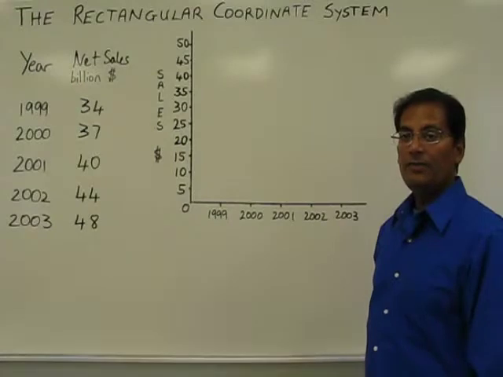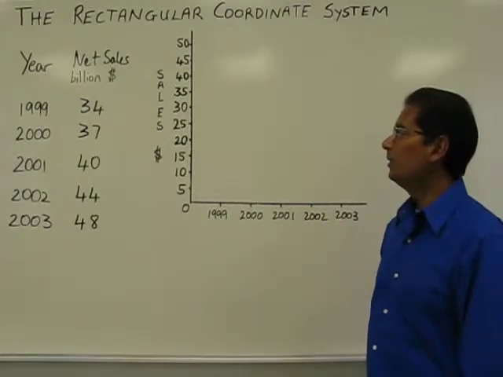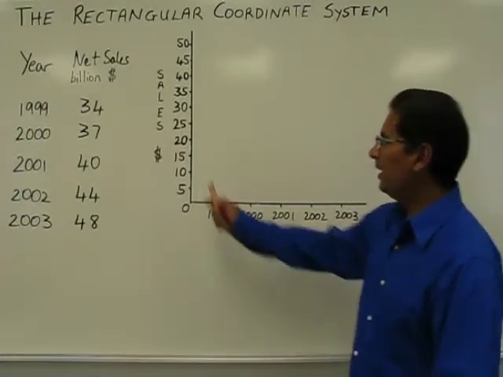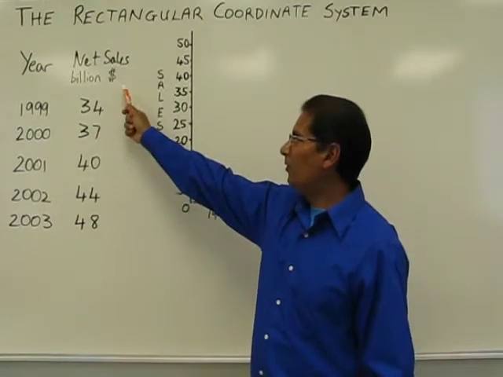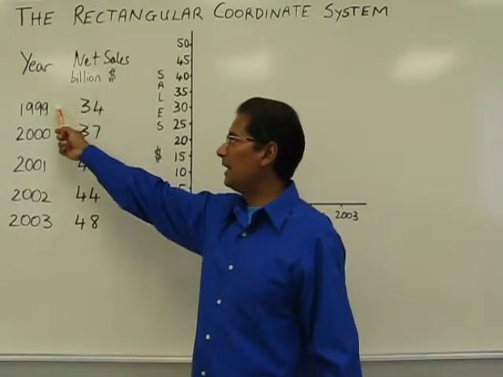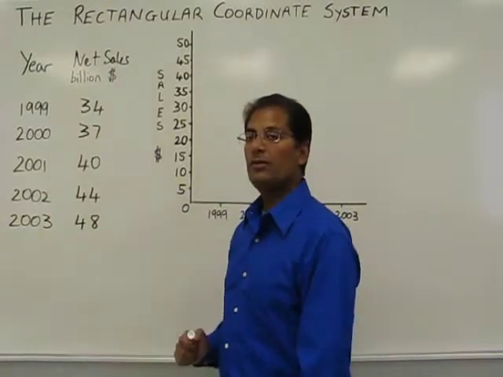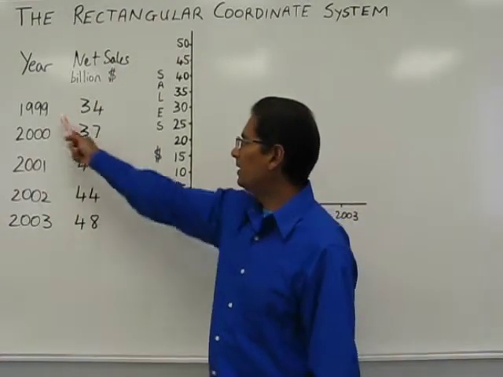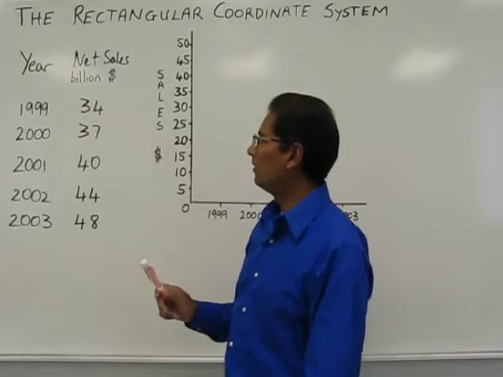Here we have an application of the rectangular coordinate system. We have the net sales in billions of dollars for the store Target. This is for each year, 1999 through 2003. So in 1999 there were $34 billion in sales.